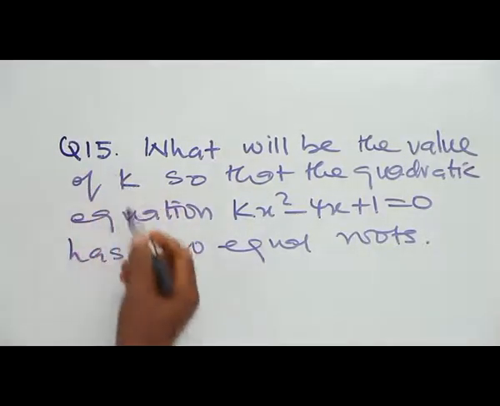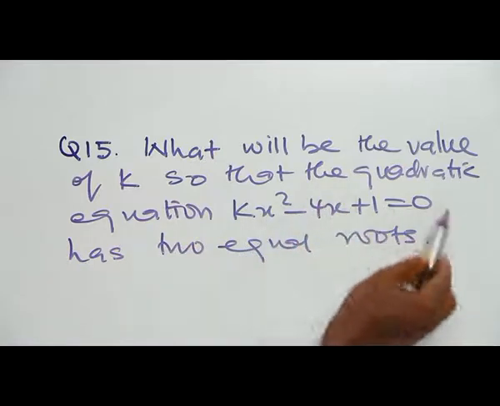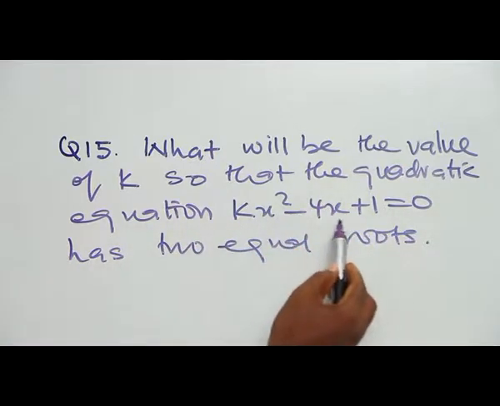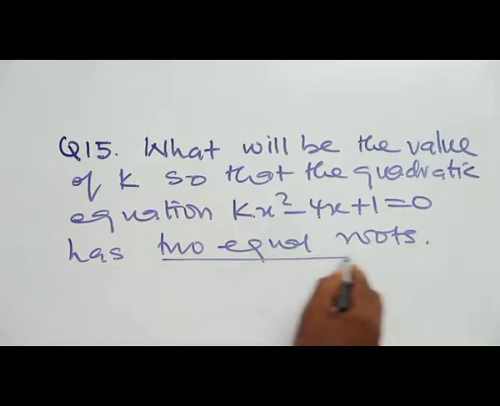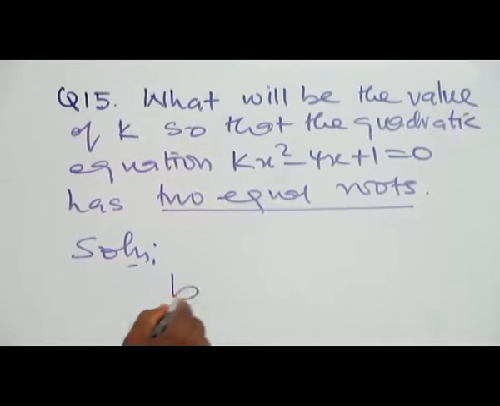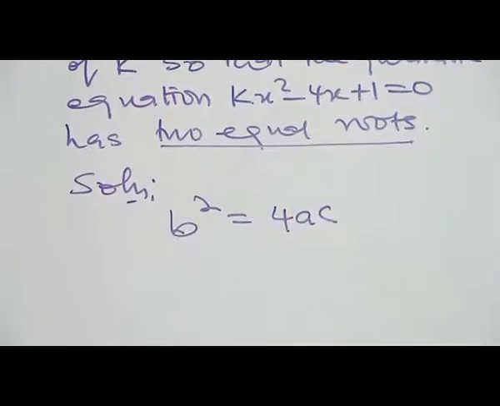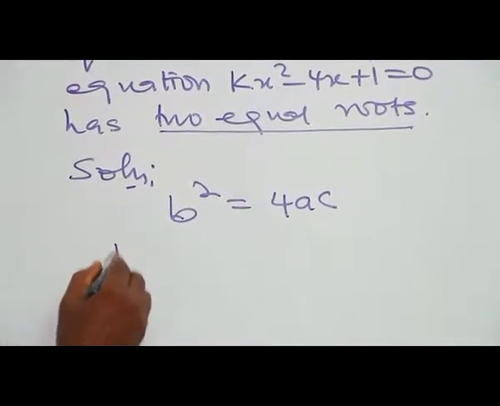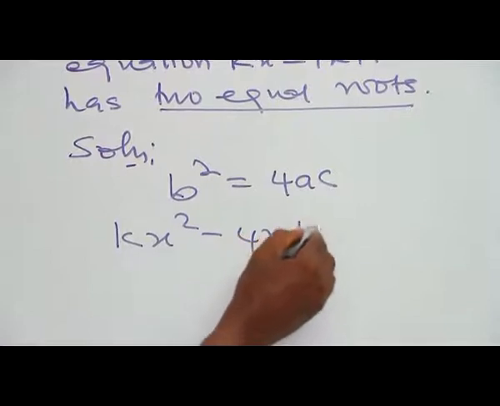Question number 15. What will be the value of k so that the quadratic equation ks squared minus 4s plus 1 equal to 0 has 2 equal roots? Which means in this case, their roots are equal. We can apply the formula b squared is equal to 4ac.